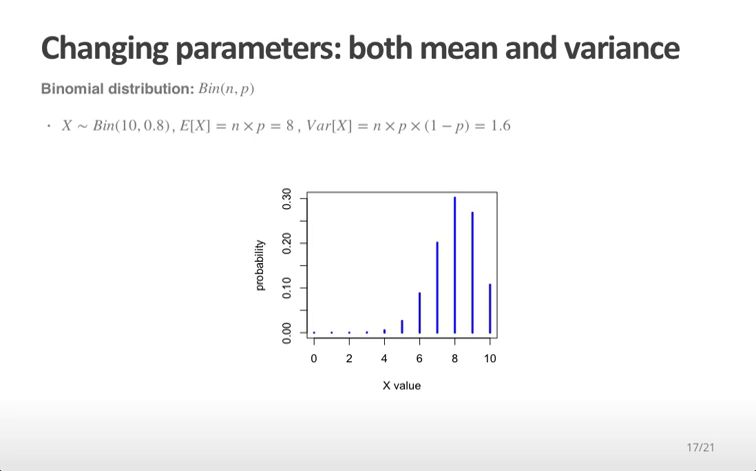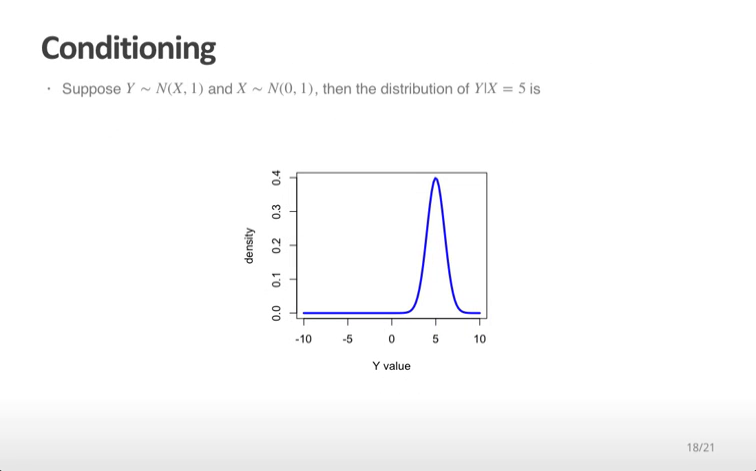There are very few distributions where changing the parameters specifically corresponds to changing the mean and the variance without some sort of interaction between the two of them. The normal distribution is one of those, and the binomial distribution is not.